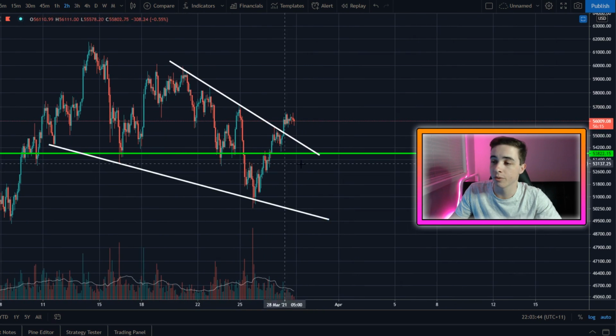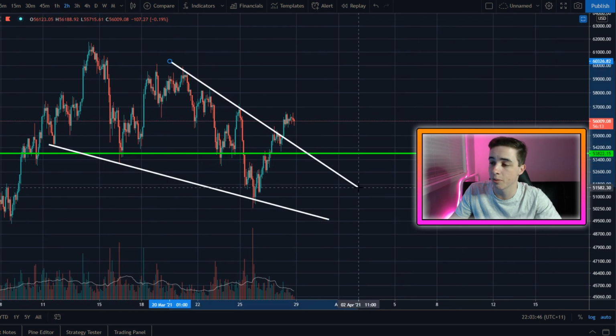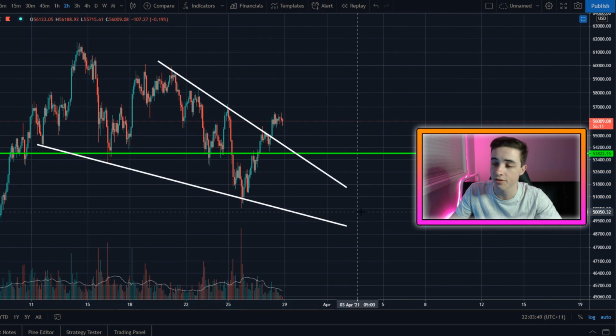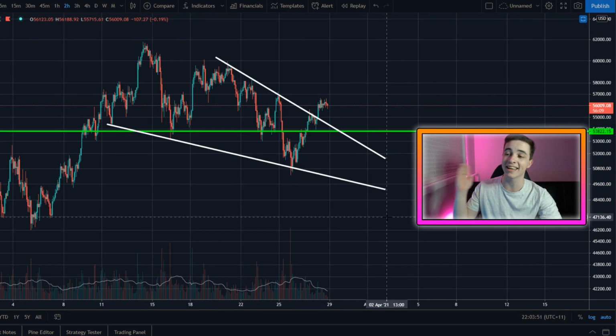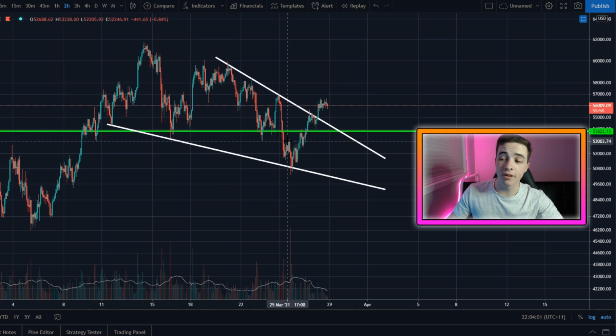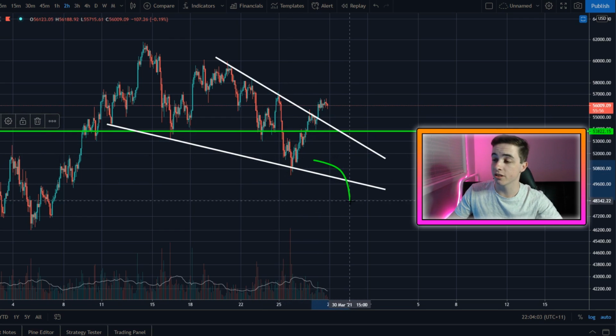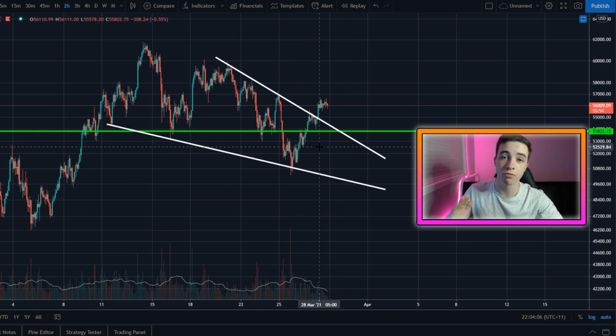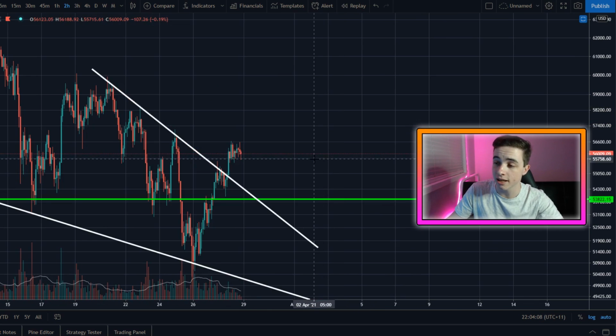And yeah, once again, when you draw that line of resistance and line of support like that, we do end up with kind of a falling wedge formation, which once again is a bullish pattern. And so it's not impossible for these type of patterns to break to the downside, but they are much more likely to break to the upside. And that's exactly what we've seen so far.